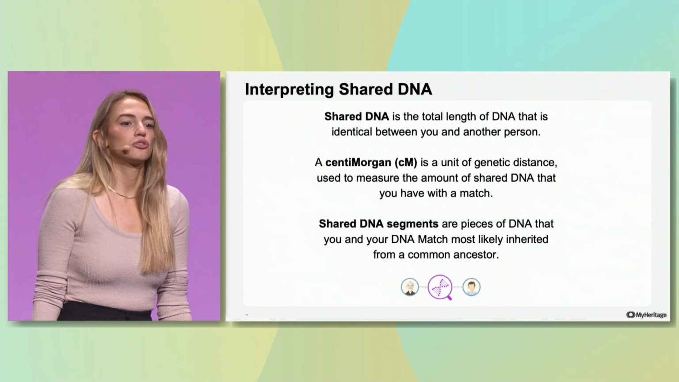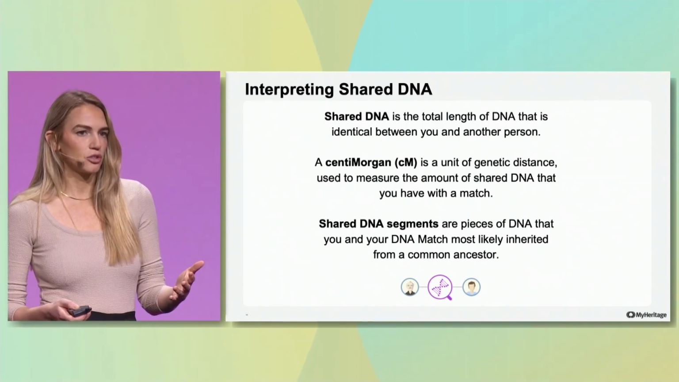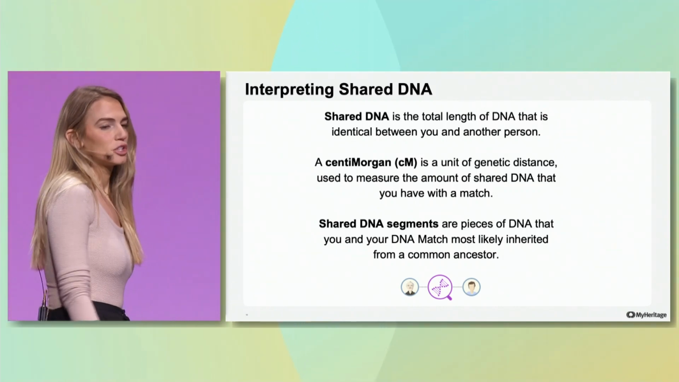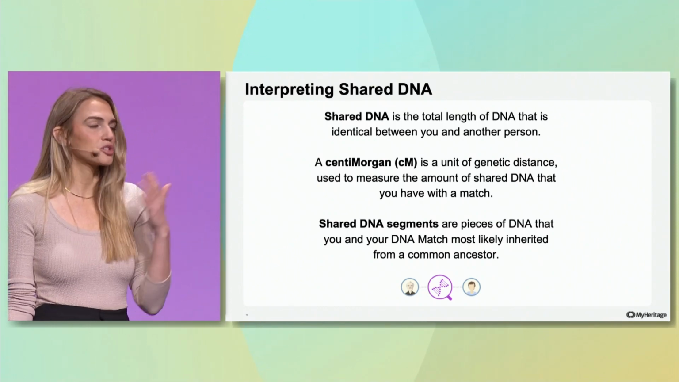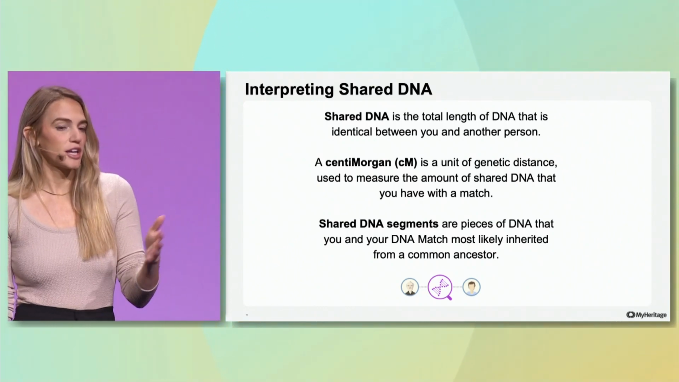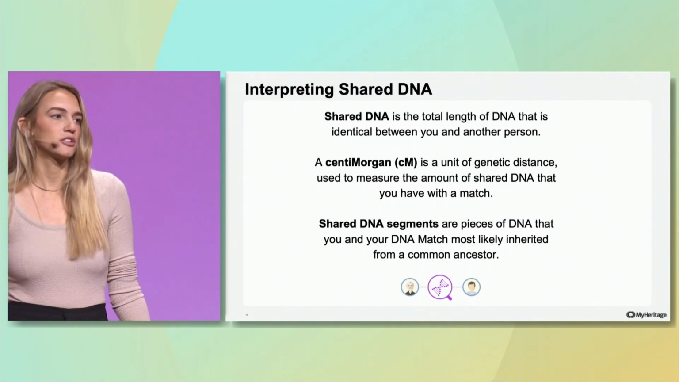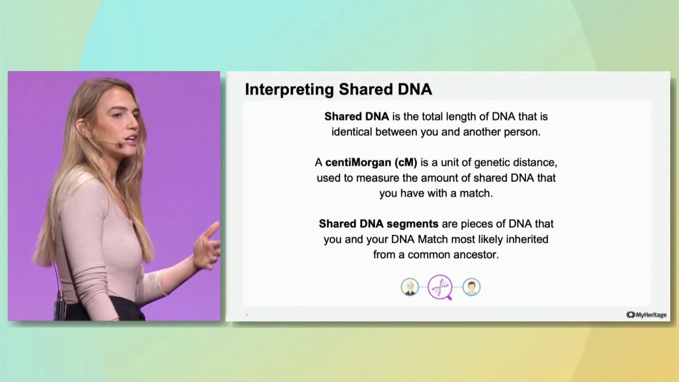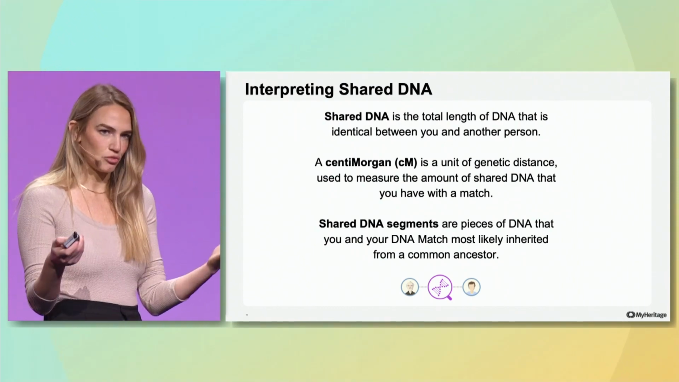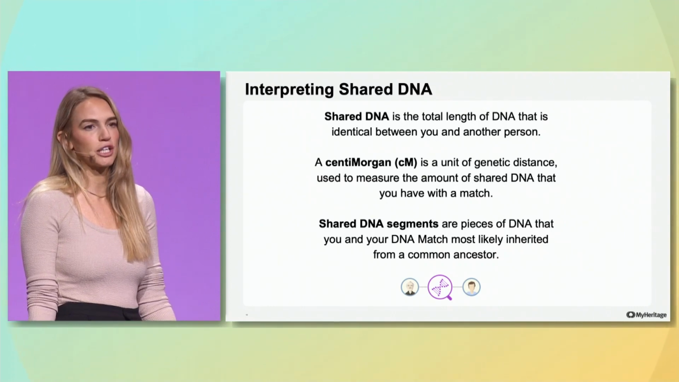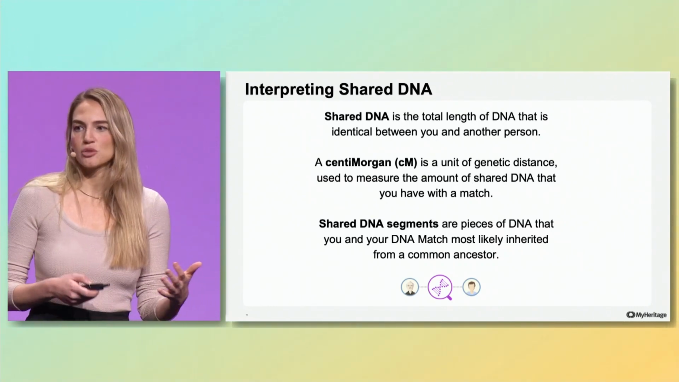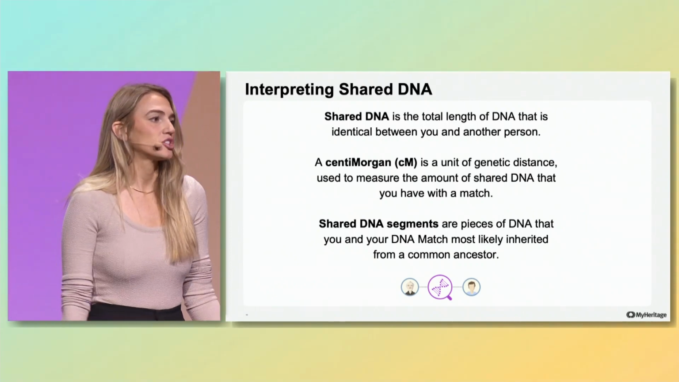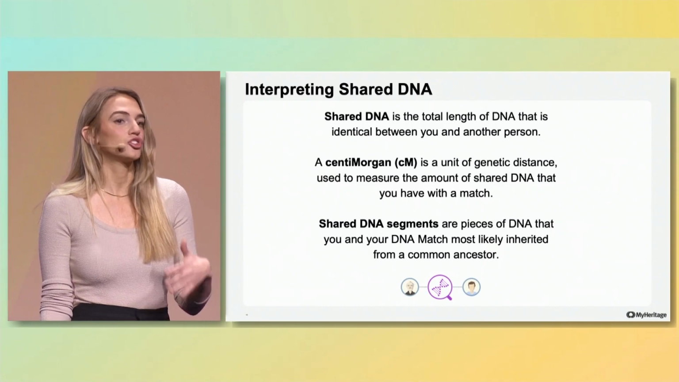Shared DNA is actually the total length or amount of DNA that we found identical between you and another person. And this is a good indication to see how closely we are related. Now, the centimorgan is a unit of genetic distance, and it's used to measure the amount of shared DNA. We usually call it a distance measurement, but it's not really a distance measurement. Centimorgan is actually measuring the frequency of cases where recombination can occur in the DNA. But it's a good proxy in terms of genetic distance.